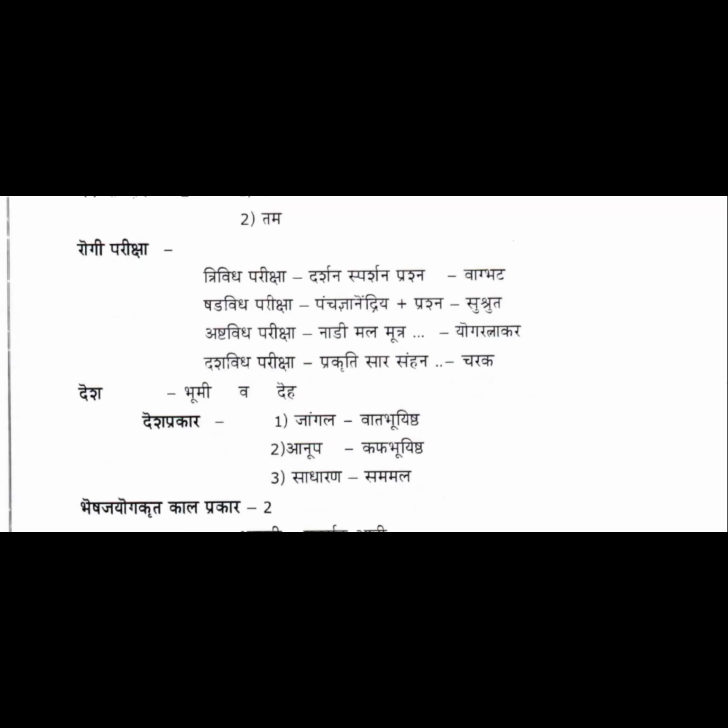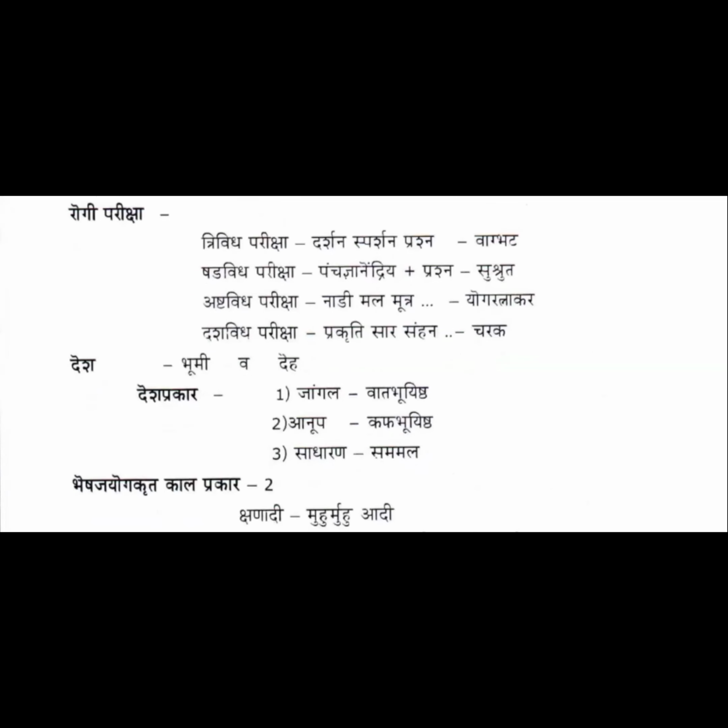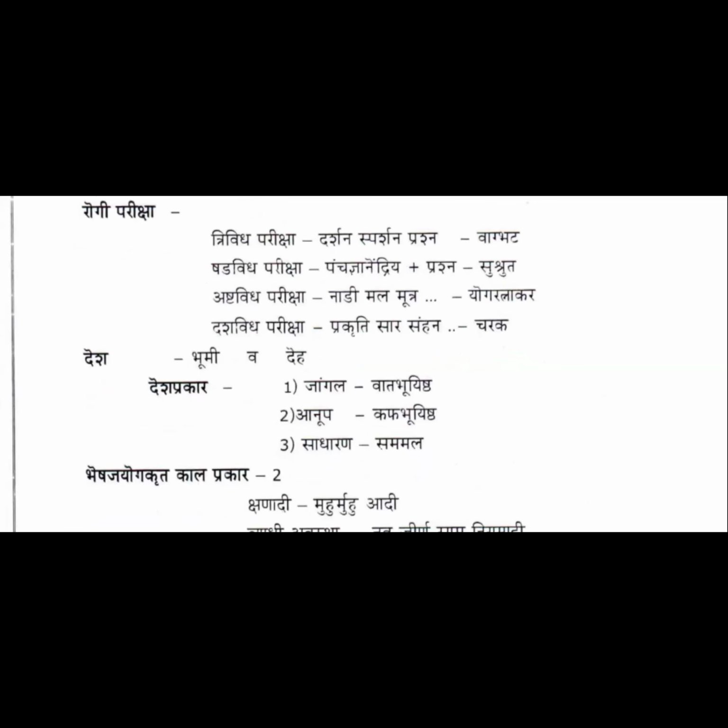Then coming to the Desha. The main classification is Desha is classified into Bhumi Desha and Deha Desha. Bhumi Desha, again, is classified as Jangala, Anupa, and Sadharana. What is very important here is you have to know which dosha is involved. So in Jangala, it is Vata Bhuyishta. Anupa, it is Kapha Bhuyishta. And Sadharana Desha has Samaguna, the doshas are balanced in Sadharana Desha.